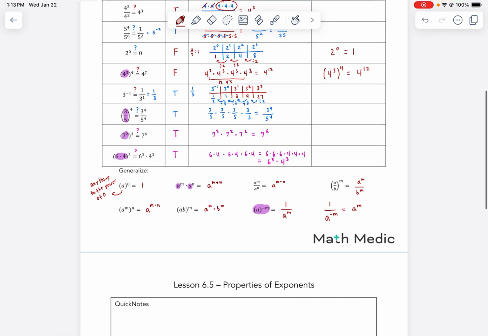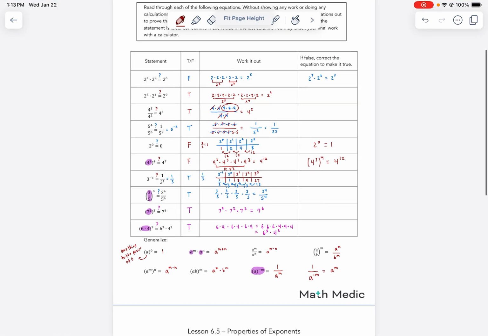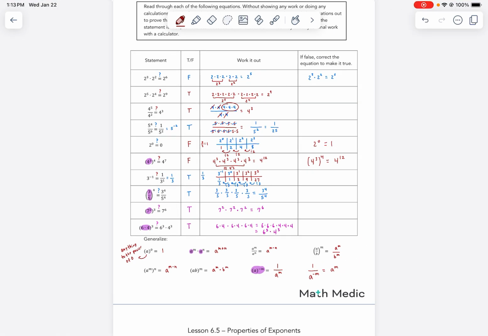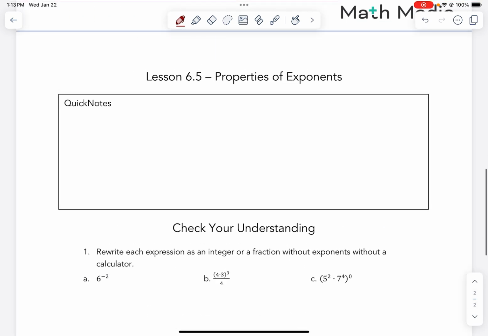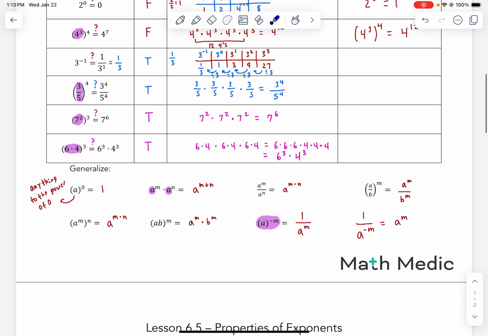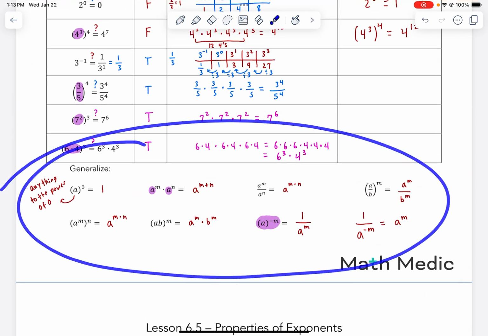Okay. So I want you to be thinking about these ideas. We will be using these exponent rules throughout the course. On the back side, don't worry about the quick notes. Most important thing is making sure that you're referring back to these rules right here.